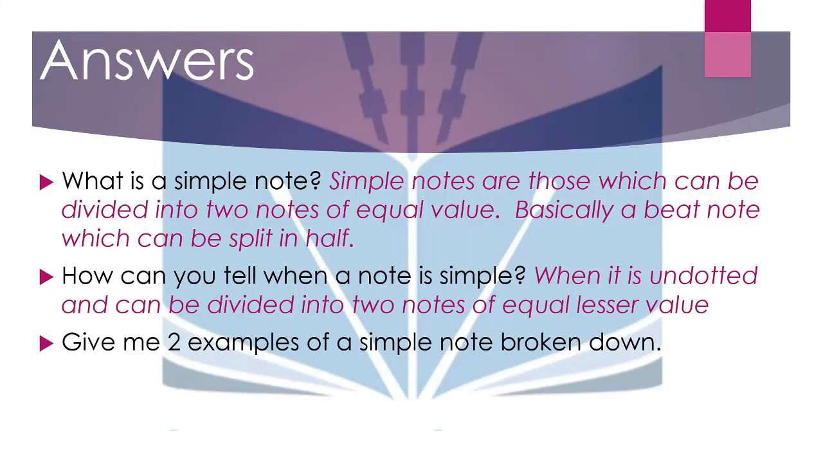Oh, and we're getting answers, look at that. Simple notes are those which can be divided into 2 notes of equal value. Basically a beat note split in half. How can you tell when a note is simple? When it is undotted. Yes, that's what I said, so I'm getting that one right. And can be divided into two notes of equal lesser value, or two notes of equal value.